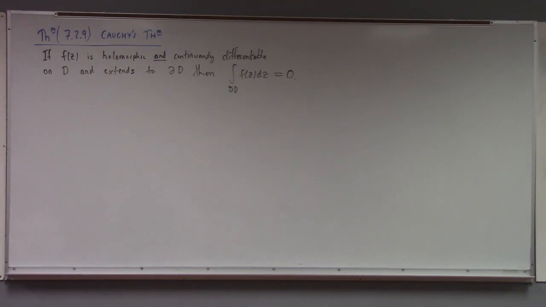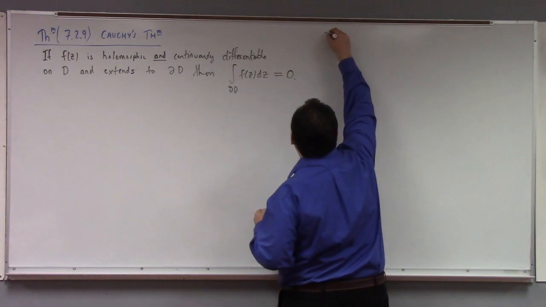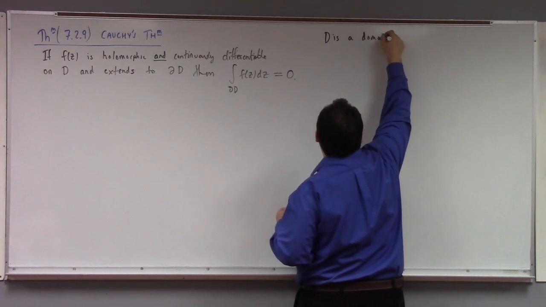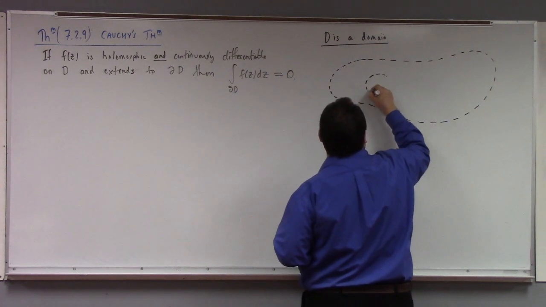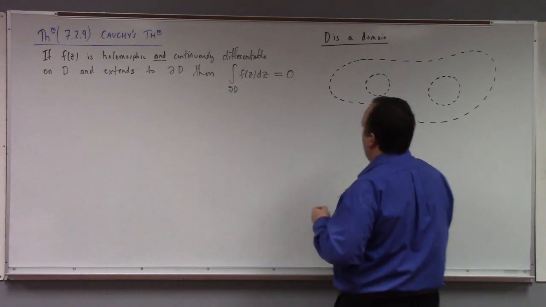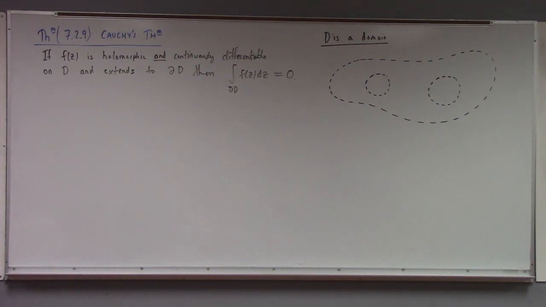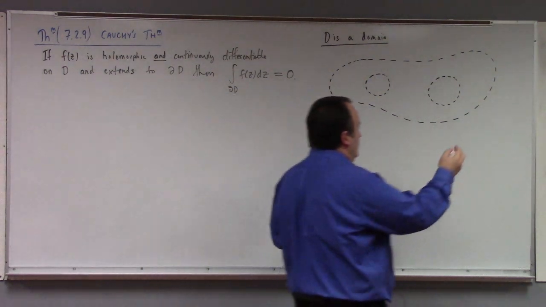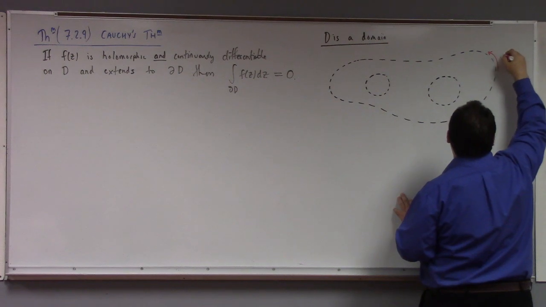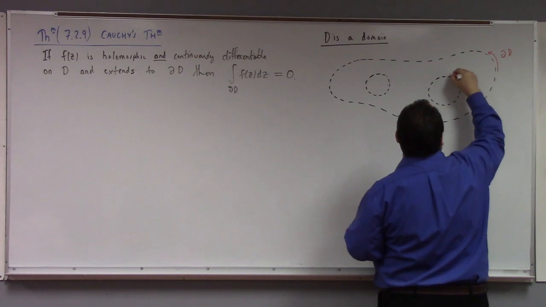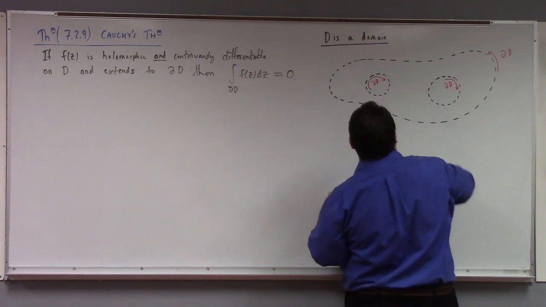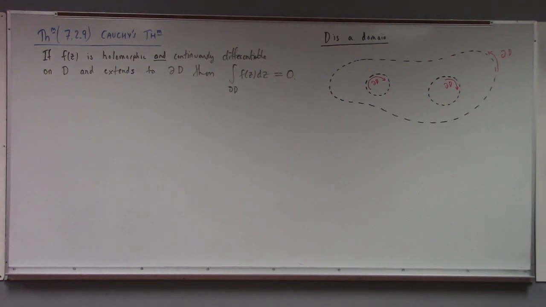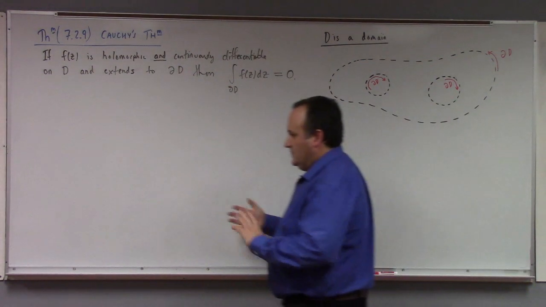Let me draw a picture. So here D is assumed to be a domain. What's a domain? An open connected set. That was our definition, right? So an open connected set is a domain. That's what D is. The boundary of D is defined by the usual rules of calculus 3. So the boundary of D goes like this out here, and it goes like this in here. So clockwise on the inside, counterclockwise on the outside. And D itself is the region between those.